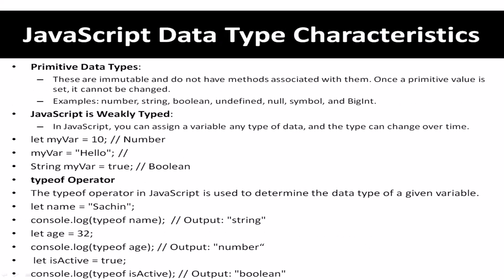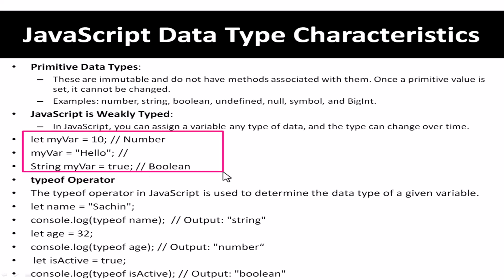Next one, primitive data types. These are immutable and do not have methods associated with them. Once a primitive value is set, it cannot be changed. Examples: number, string, boolean, undefined, null, symbol, and BigInt. These are the common examples which we are using.